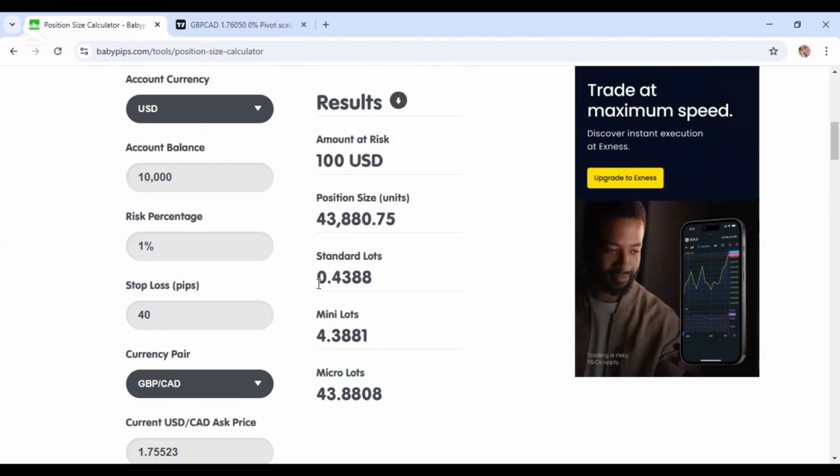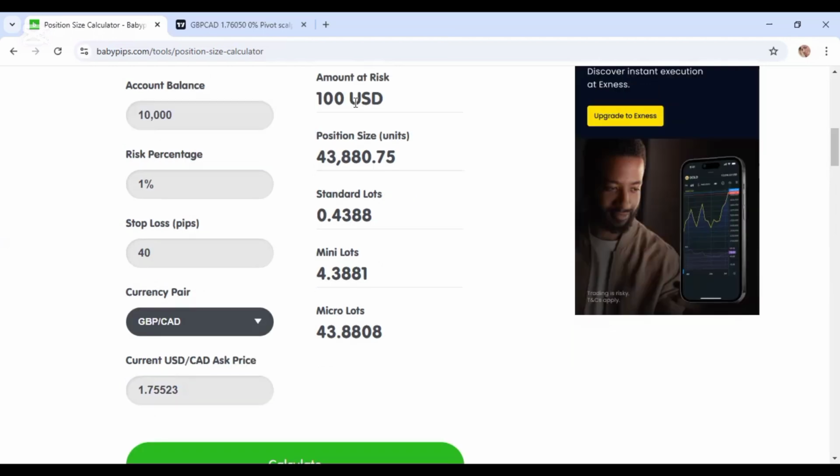So if we want to execute this GBP/CAD trade, this is the lot size we're supposed to use on this trade, 0.43. And this is the exact amount we are risking. If this trade goes against us, we'll lose just $100. But if it goes in our direction, like I told you guys, the trade is a 1 to 3 risk to reward ratio trade, so we are risking $100 to get $300 for this trade. So this is all about percentage trading and how to use the position size calculator in Forex.